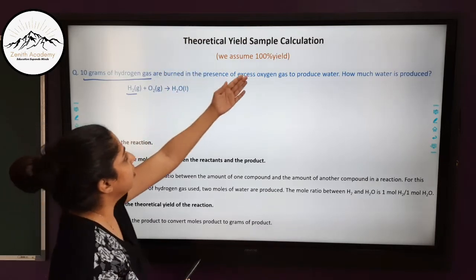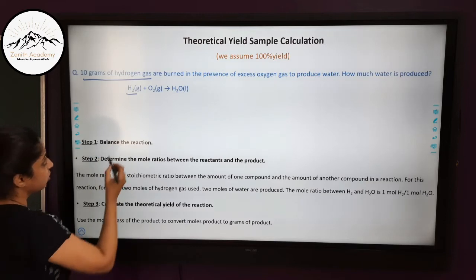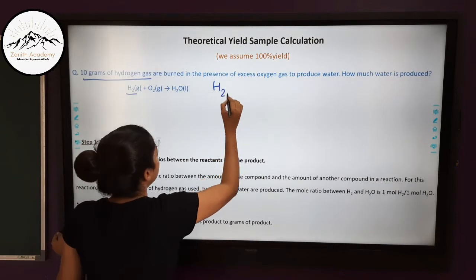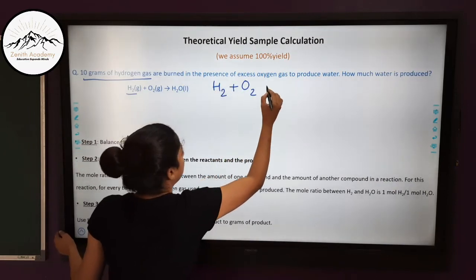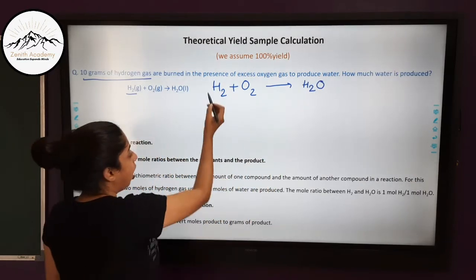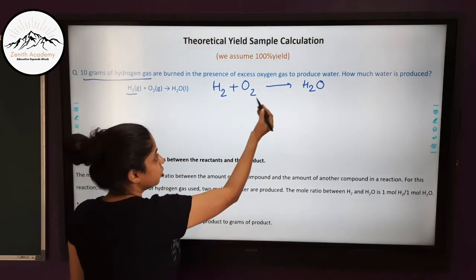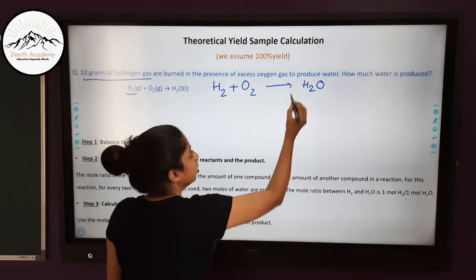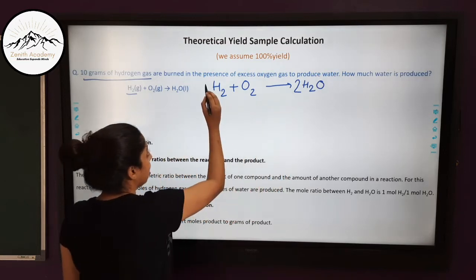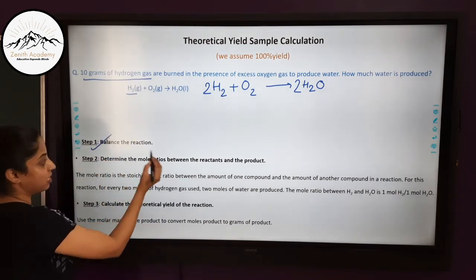So for finding the theoretical yield, the first step that we will follow is to balance the reaction. So just have a look here at this reaction. This is H2 plus O2 giving you H2O. Now if you see on the reactant side, how many hydrogen are there? 2. On the product side also there are 2, but here the oxygen is 2 and here there is only 1 atom of oxygen. So if I add a 2 here, oxygen is balanced, but now to balance the hydrogen I have to put here 2. So we have followed the first step of balancing the reaction.